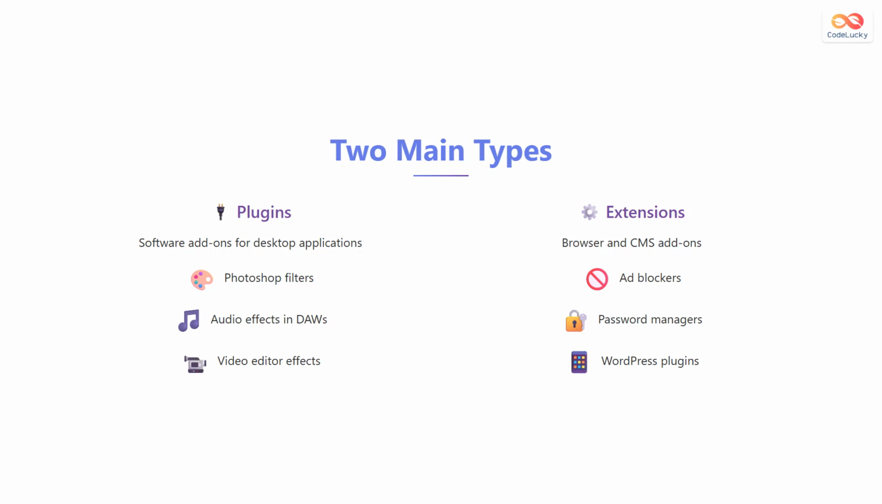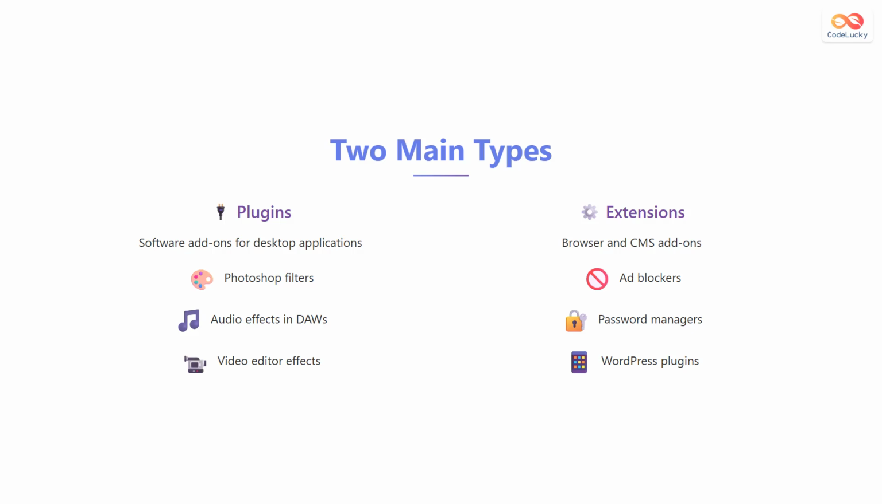There are two main types of software add-ons. First, we have plugins, which are software add-ons designed for desktop applications. For example, photo editing filters in Photoshop are plugins. Audio effects in music production software, called digital audio workstations, are also plugins. Video editors use plugins to add effects to your footage.